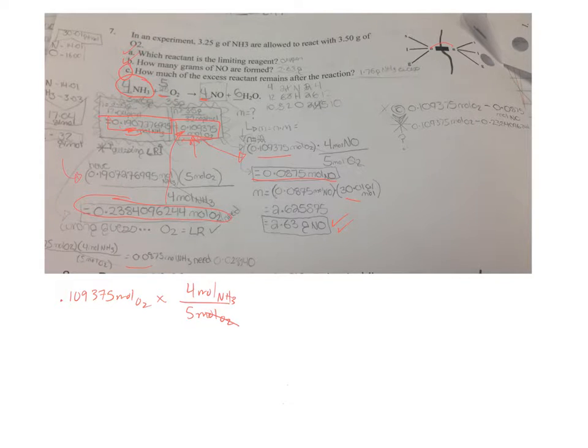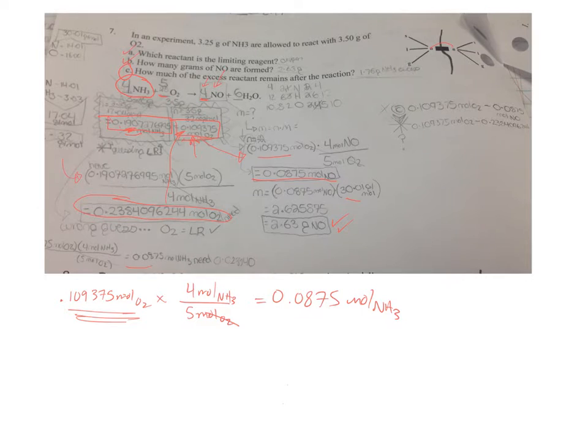So I have to take that 0.109. Come on, calculator. Okay, so 0.109375 times 4 divided by 5 equals. Good. So that comes out the same number as that one. Oh, because they're both 4s, that's why. So 0.0875, that's how many moles of ammonia would react with this many moles of oxygen.